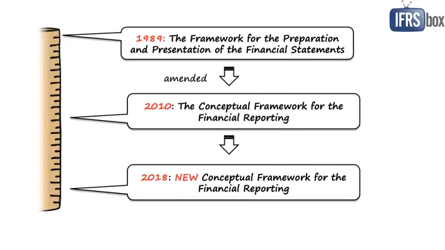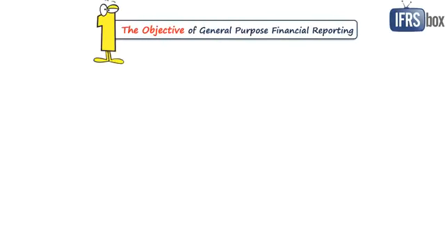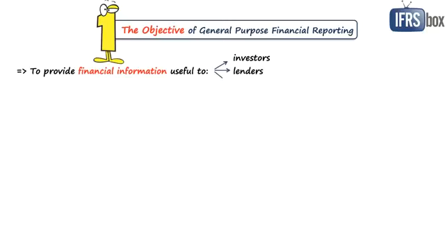Well, the new framework has 8 chapters in total, and here's the list, and we will take a closer look at each chapter. So the first one is about the objective of general purpose financial reporting, which is to provide financial information about the reporting entity that is useful to existing and potential investors, lenders, and other creditors to make various decisions. For example, about trading with equity and debt instruments, providing loans, and so on.